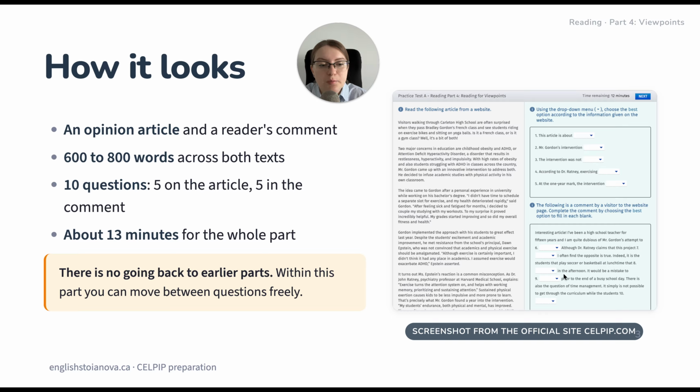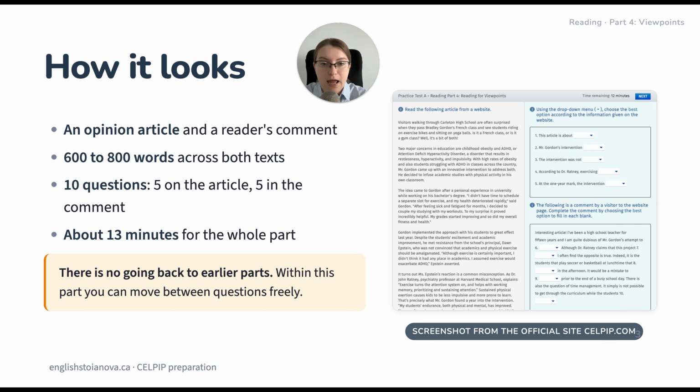And then the last part, so questions 6, 7, 8, 9, 10, are the questions that are like a comment. So imagine you read this article on a website, and then somebody left a comment, and we gotta be able to read the comment very carefully, and based on the article and something that we read in the article, we have to understand this paragraph as a whole. So please do not try to break it into sentences. So try to read it as a whole, try to understand what the person is saying, and then look back at the article and find the relevant parts. There is no going back to earlier parts.